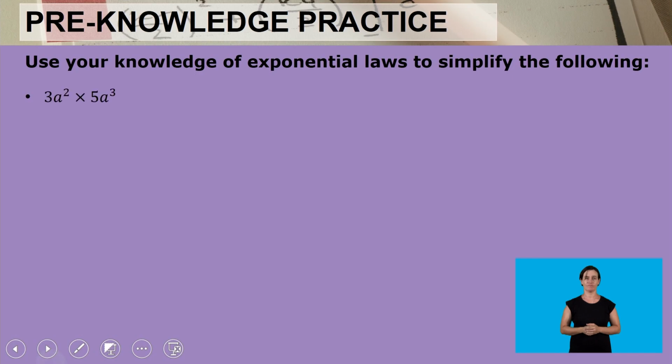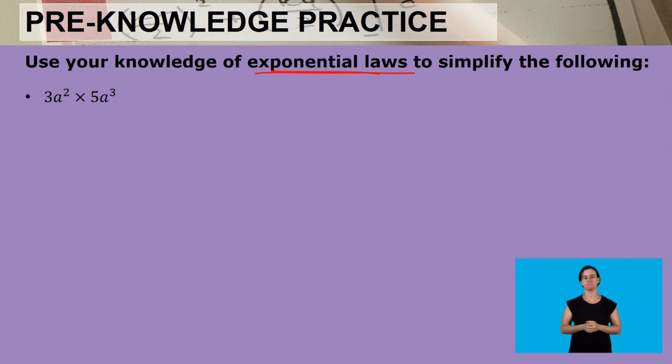Let's move over to the knowledge that we have of our exponential laws. So we're going to use that knowledge to simplify the following. Now, the first one there says 3a squared times 5a cubed. Now, what we need to remember when it comes to those exponential laws is that when we are multiplying bases that are the same, remember what we do to the exponents? Yes, we add those exponents.